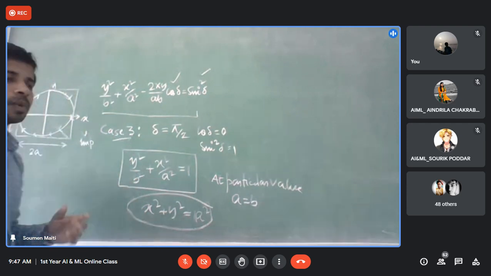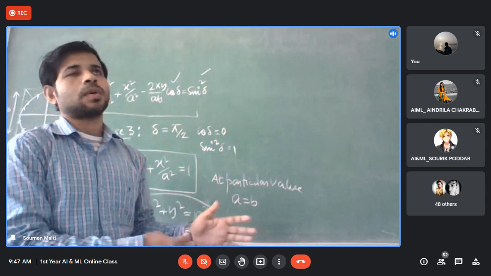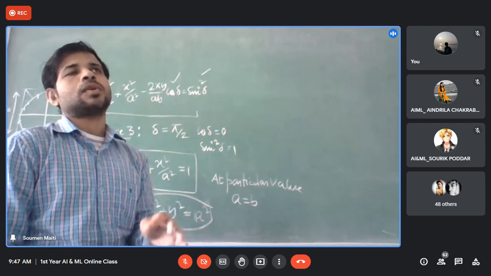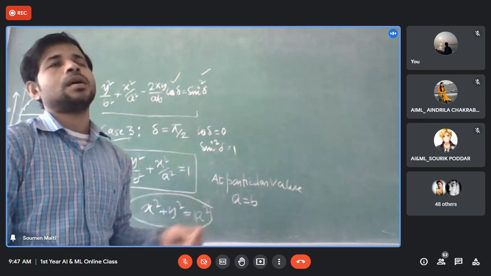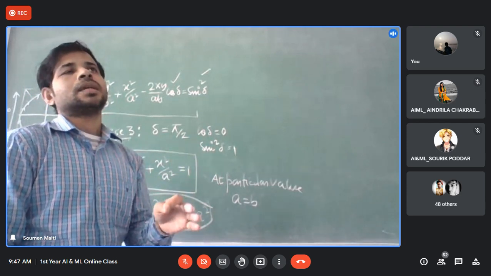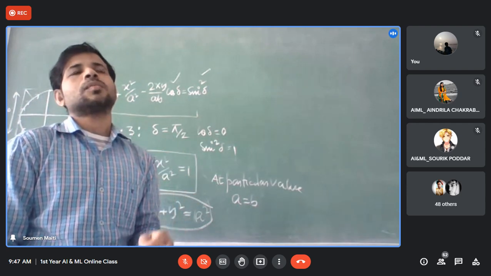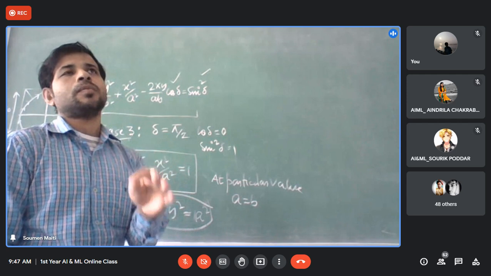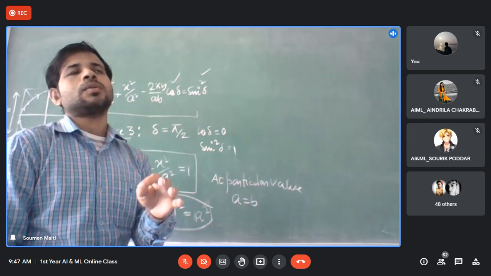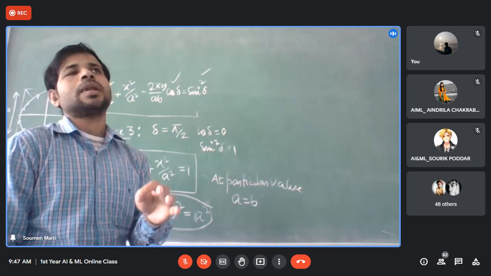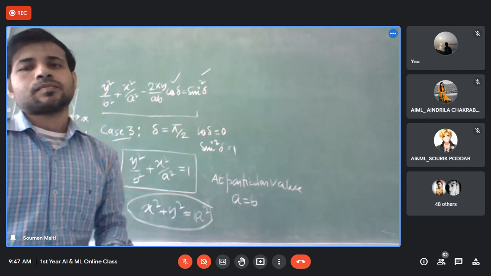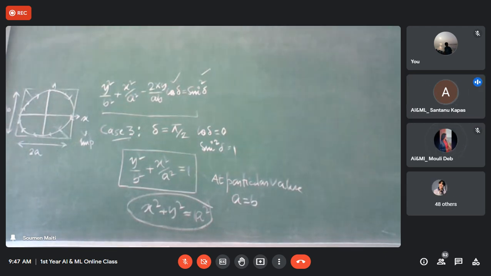Or if it is a normal short answer type question, and they ask you what is the condition to get a geometrical pattern of circle, then you will say that when the two SHMs are acting perpendicularly to each other at a phase difference of pi by 2 and at a particular value, that is a equal to b, then we will get a circle. Is it clear to everyone?